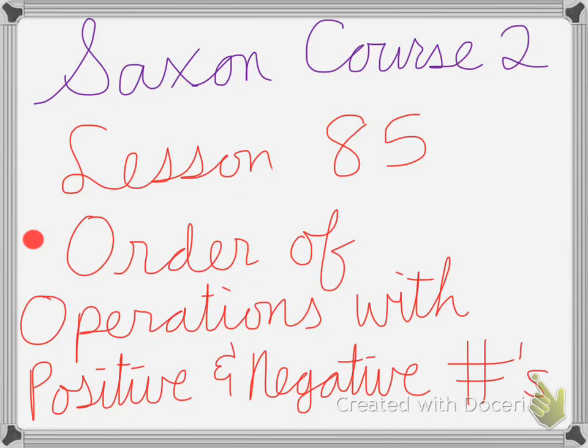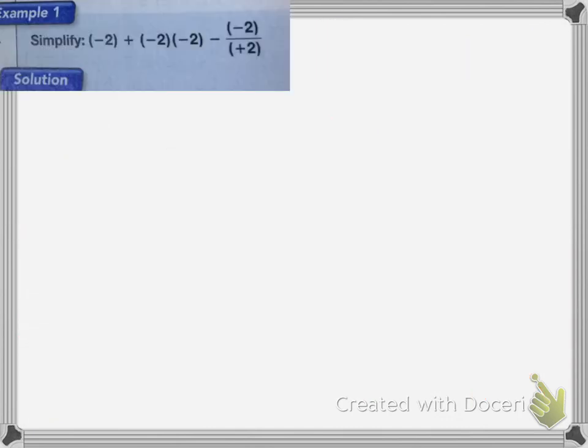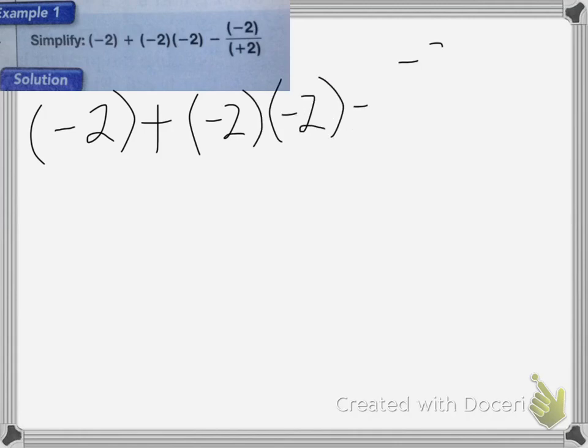Saxon Course 2, Lesson 85 is on order of operations with positive and negative numbers. So with this equation, I'm going to first have to simplify it. First I'm going to multiply from left to right. I'm going to rewrite the equation so it's a little bit easier to see. We're going to multiply and divide from left to right.